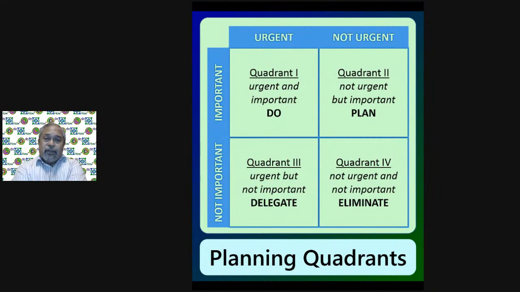So what do you do now? It's a very simple strategy. Whatever is urgent and important, do it immediately. There is no point in waiting. That you can't avoid. You have to do it. Now, the fun thing is, if you keep only doing that, then always it will be urgent and important.